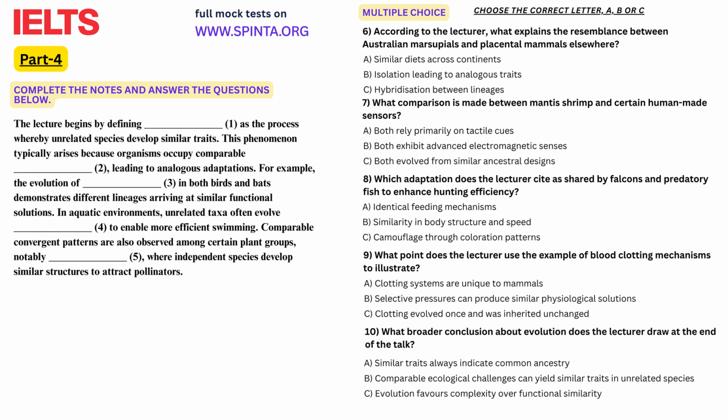Furthermore, if we take a closer look at the adaptations regarding predatory strategies, we notice that species such as falcons and predatory fish evolve adaptations that aid them in hunting. These adaptations can include a remarkable similarity in body structure and speed, which equips them to be efficient predators, despite the fact that they belong to distinctly different taxonomic groups.